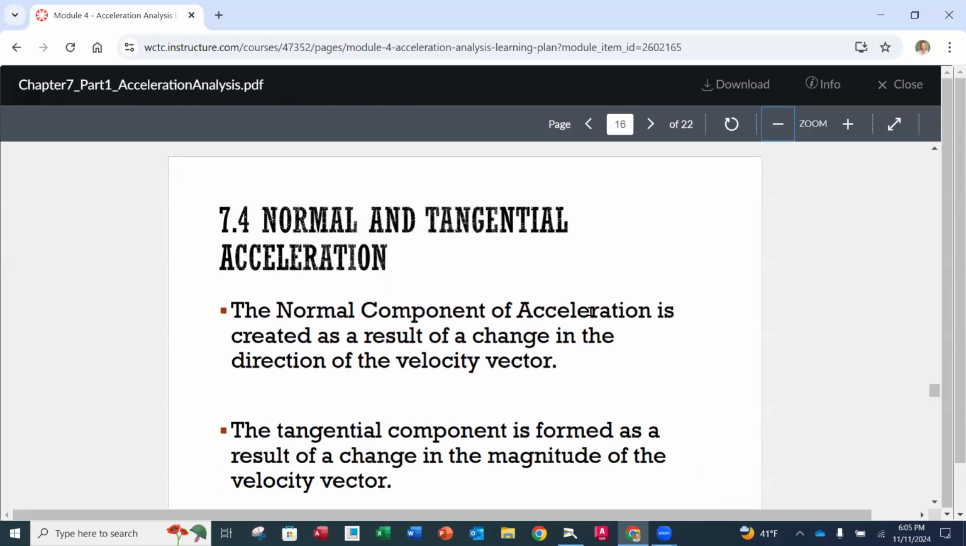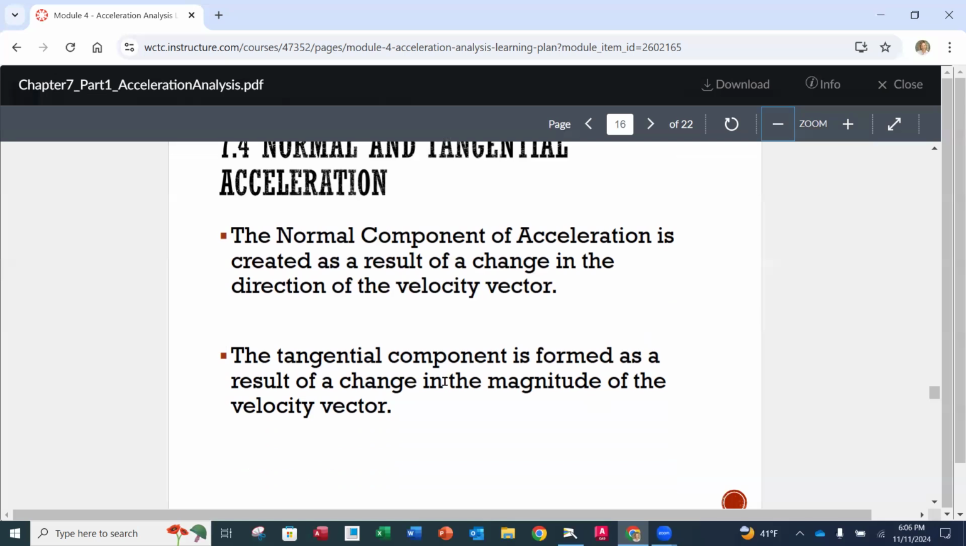So now looking at section 7-4, we're going to talk more in detail about angular and tangential acceleration. The normal component of acceleration is created as a result of that change in direction. So the acceleration normal component is due to changing the direction of the velocity. When we're rotating about a link, it's the normal component of the acceleration that's pointing back towards the center of rotation, keeping it in a circular path, okay? The tangential component is formed as a result of the change in the magnitude of the velocity.